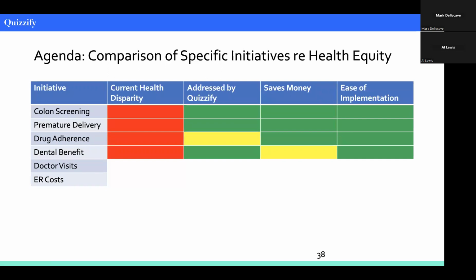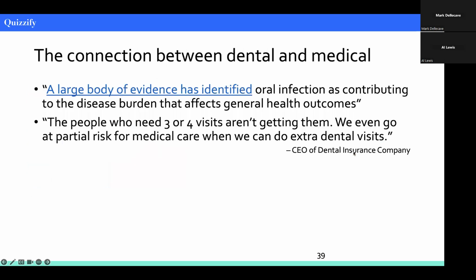So the next is the dental benefit, which of course is one of our favorites, where there actually, once again, is a huge health disparity that I will be surprised if people have taken note of. It's very addressed by Quizzify. It saves some money, but dental's not a big expense, so this is yellow. But once again, very easy to implement.